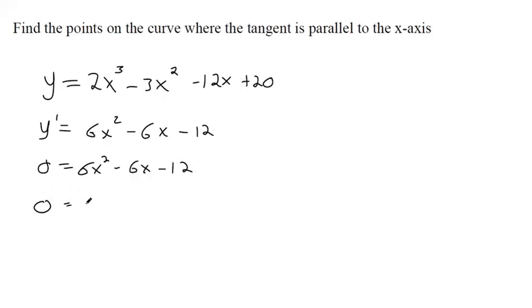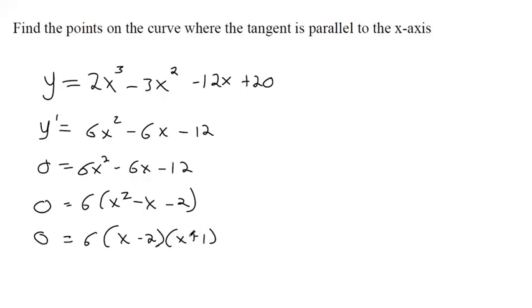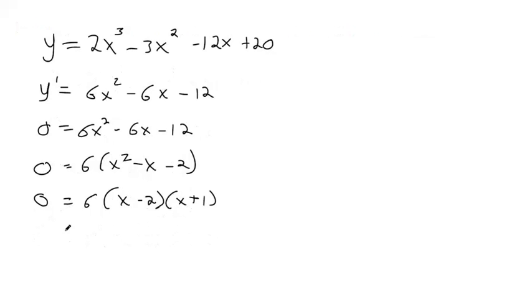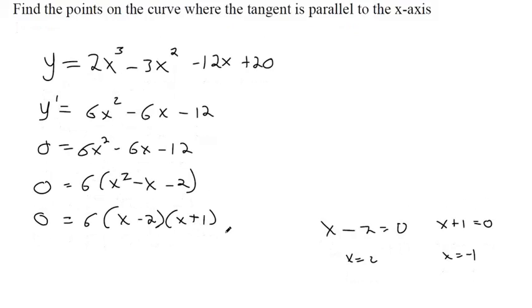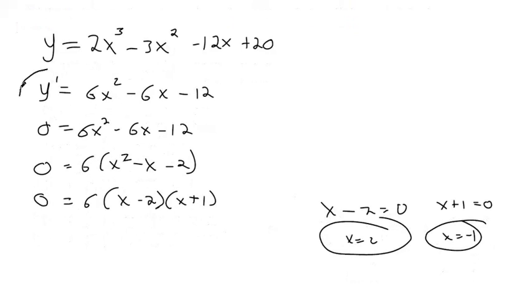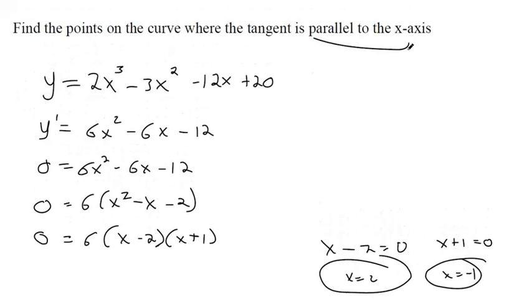Okay, so we can factor out a 6. And then we can factor this: x minus 2 and x plus 1. Two numbers that multiply to be negative 2 but add to be negative 1. And so there's two places where that happens, where x minus 2 equals 0 and where x plus 1 equals 0. If you solve those equations, you get x equals 2 and x equals negative 1. So those are the two locations where our slope is equal to 0, where we're parallel to the x-axis.